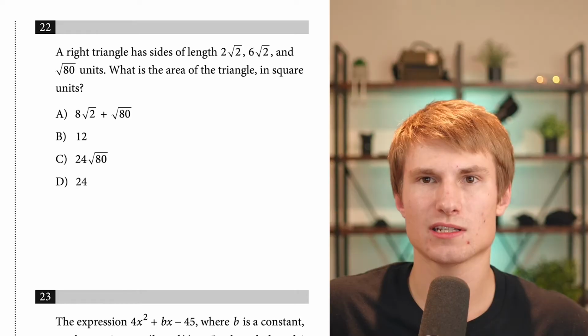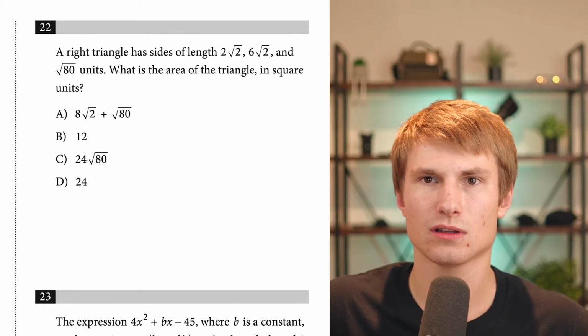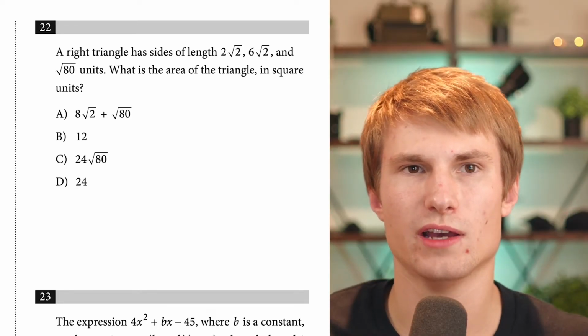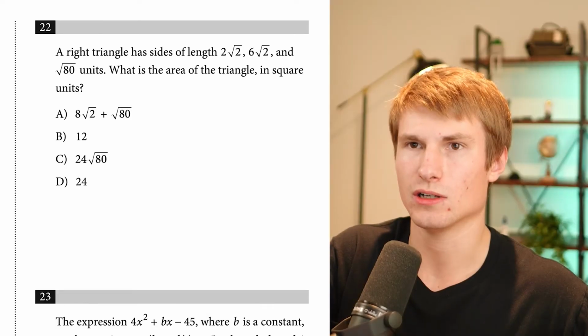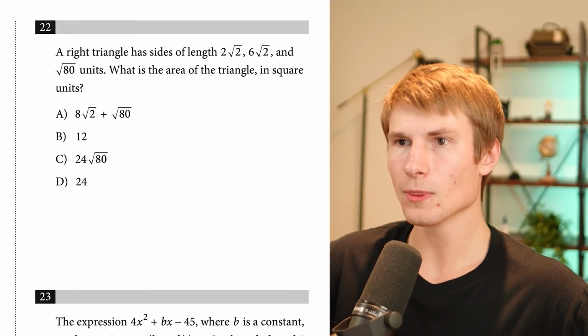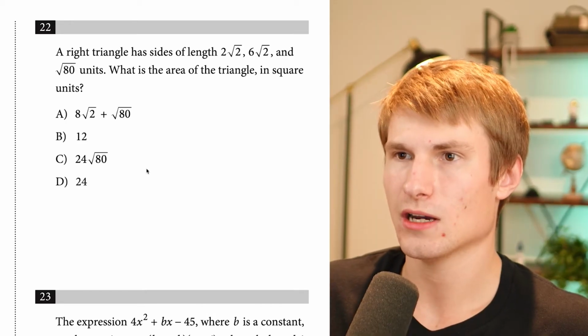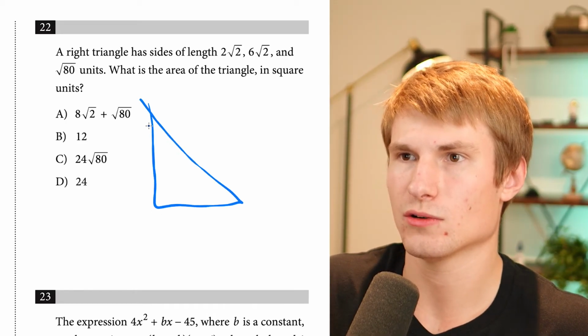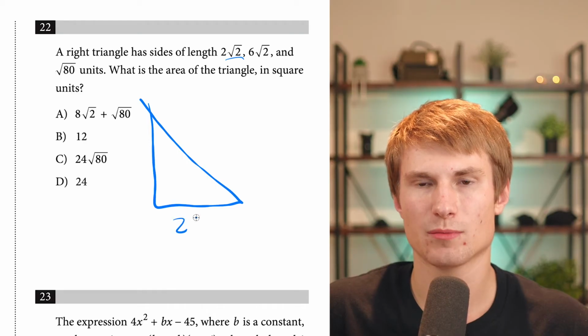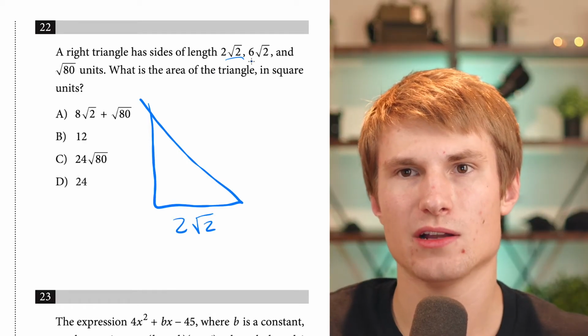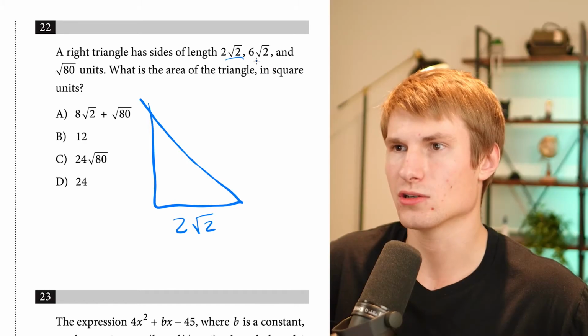A right triangle has side lengths of 2 root 2, 6 root 2, and root 80. What is the area of the triangle in square units? Okay, so let's go ahead and draw this out. Like I've said before, triangles and circles questions, always try to draw out. 2 root 2, I know has to be one of my lengths. And then as far as what the hypotenuse is, I'm going to take this 6 root 2 and convert it all into being underneath the square root.